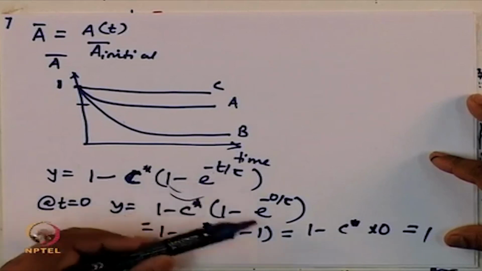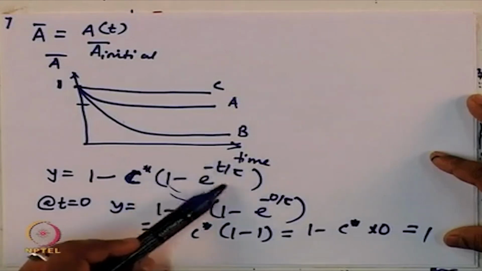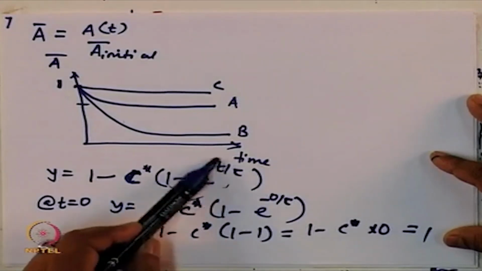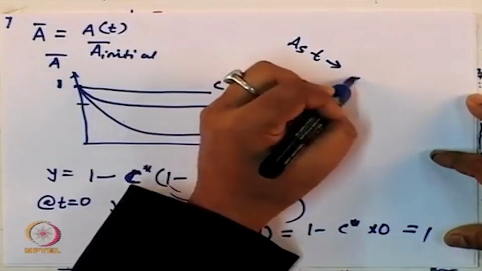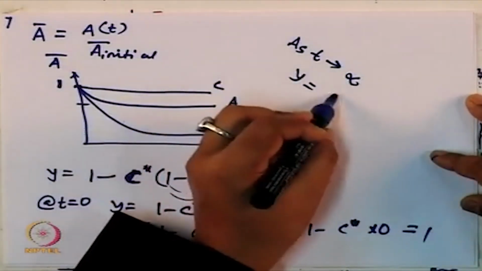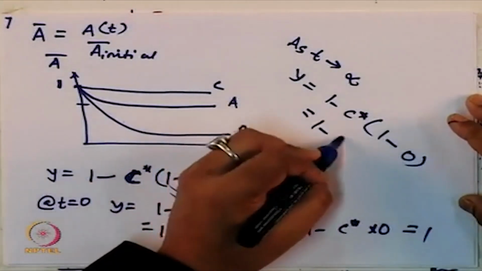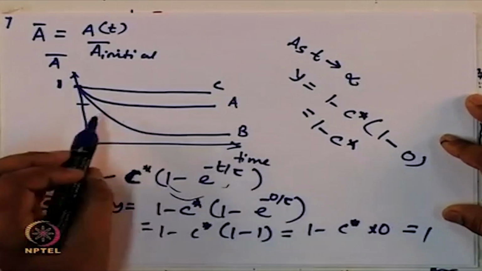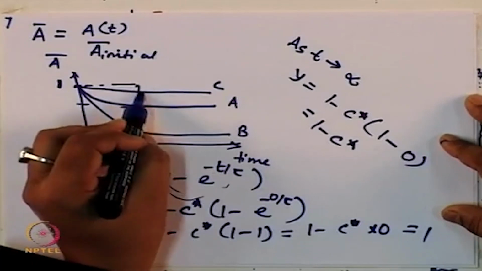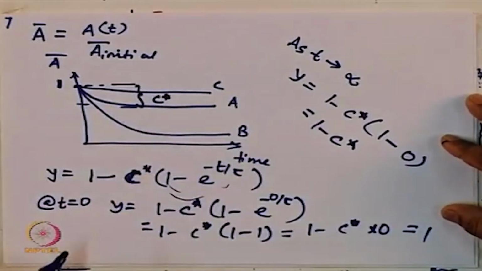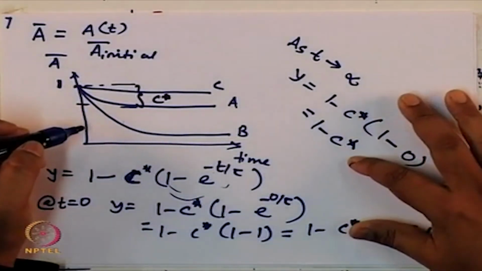Let me also look at the case when t tends to infinity. When t tends to infinity, the exponential of minus t would give me a value of 0. So, as t tends to infinity, y will give me a value of 1 minus C star into 1 minus 0, which is nothing but 1 minus C star. So, in the original plot, this is what is measured by C star, and 1 minus C star is the final plateau.